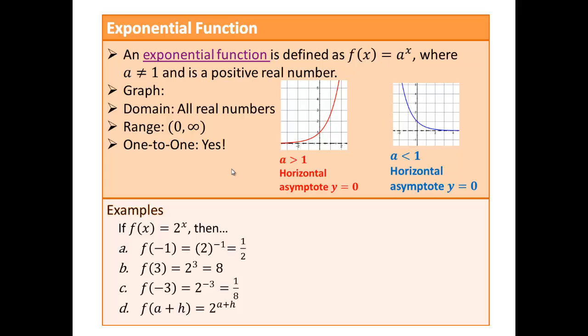F of a plus h would be 2 to the power a plus h. What does that really mean, 2 to the power a plus h? 2 to the power a times 2 to the power h. That's how you add exponents.